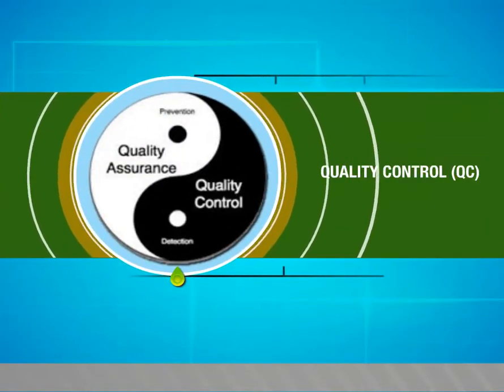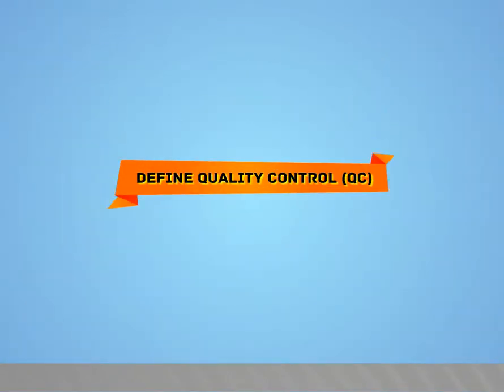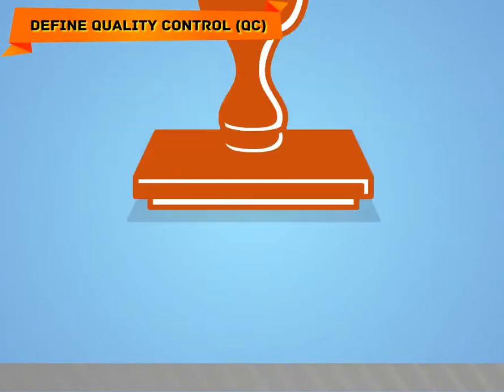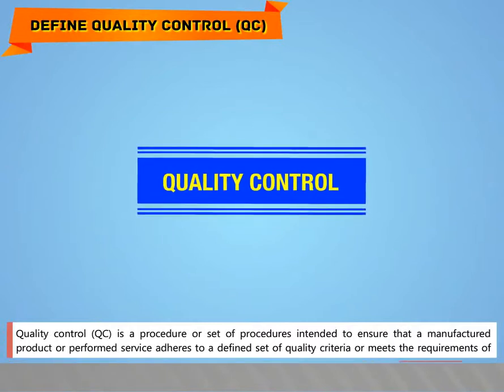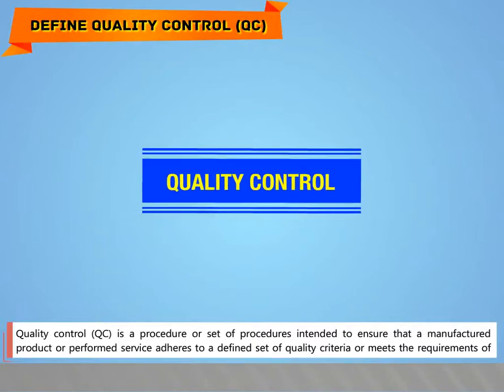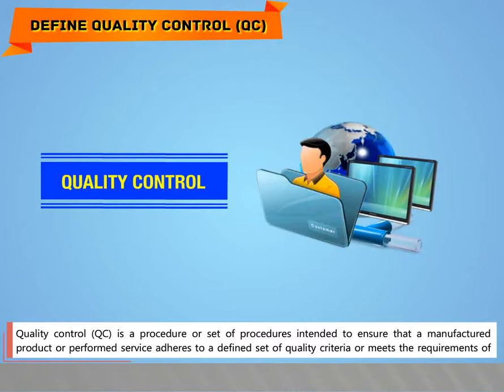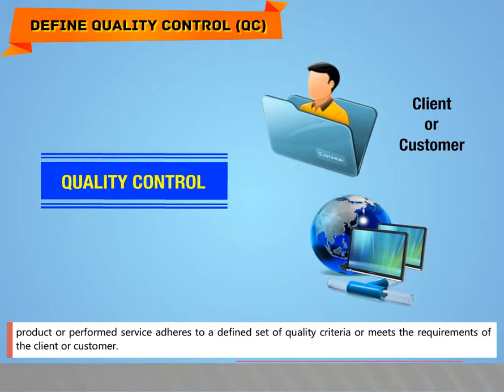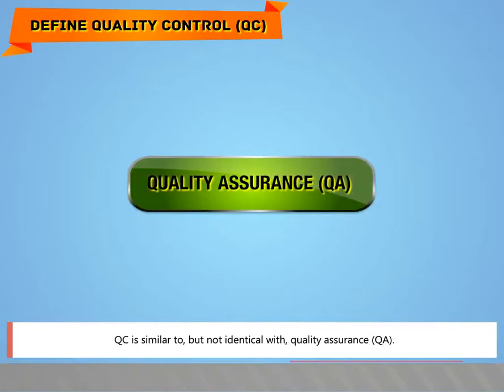Quality control, QC. In this video, we are going to see about quality control. Define quality control. QC is a procedure or set of procedures intended to ensure that a manufactured product or performed service adheres to a defined set of quality criteria or meets the requirements of the client or customer. QC is similar to, but not identical with, quality assurance, QA.